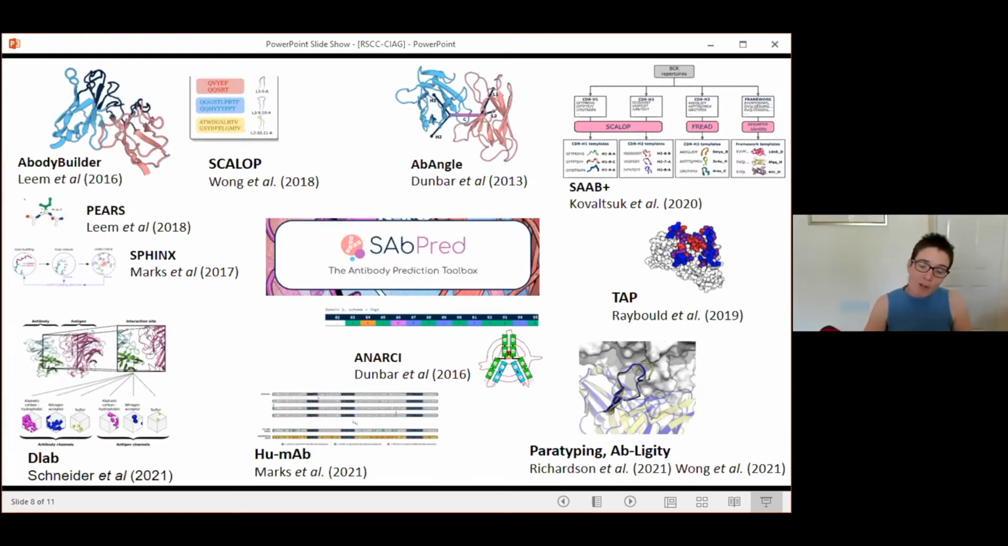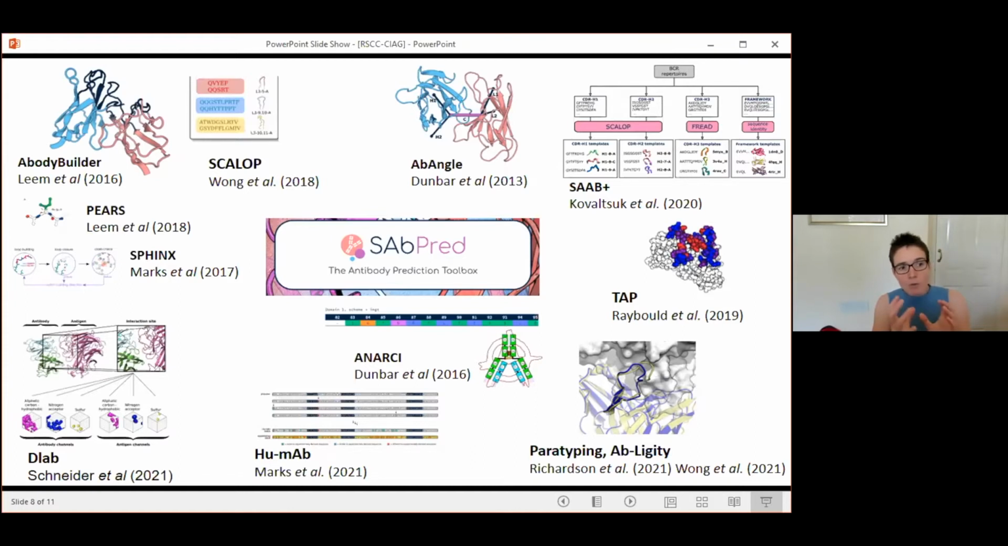And I'm going to go across the top of the slide. So I'm going to go to ABANGLE next. That's looking at and predicting, but also more importantly, characterizing the angle between the two parts of your antibodies, the two chains. And this is important in terms of how those might change upon binding. So understanding that conformation and being able to compare it to other similar structures.